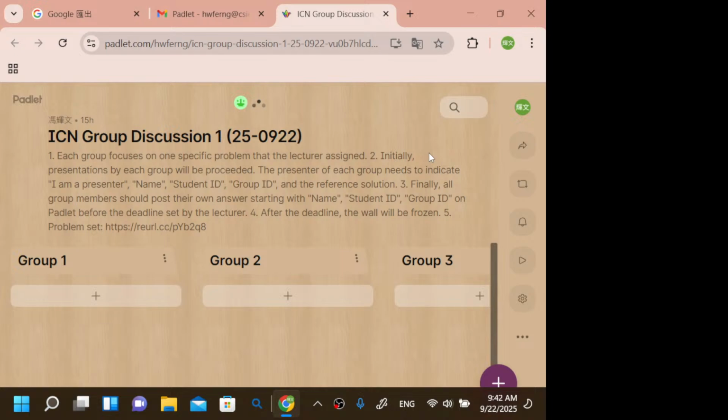Discuss within 3 and 4. Give one answer from the group. Later, I will ask all of you to have the answer. But ask the presenter to show the answer first. So choose the presenter within your group. Group 1, who will be the presenter? Oh, wait a moment.